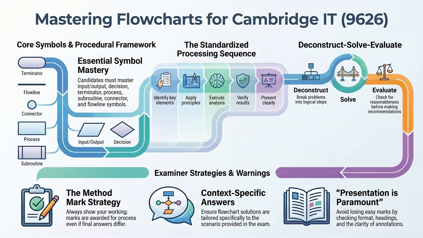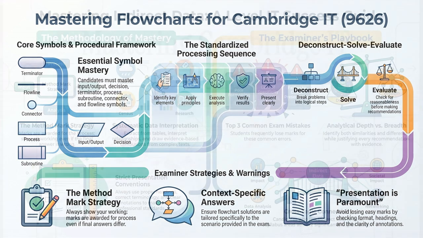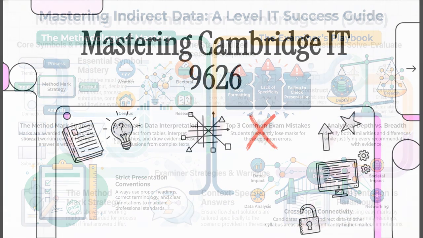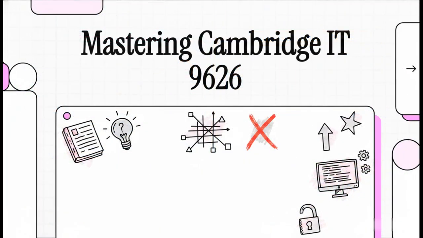So picture this. 9 out of 10 students walk into their Cambridge IT 9626 exam, look at a really complex question, and immediately make the exact same error. It's an error that quietly but surely cost them their top grade. Welcome to this explainer, where we're going to dive deep into how to avoid these common grade-killing exam traps.